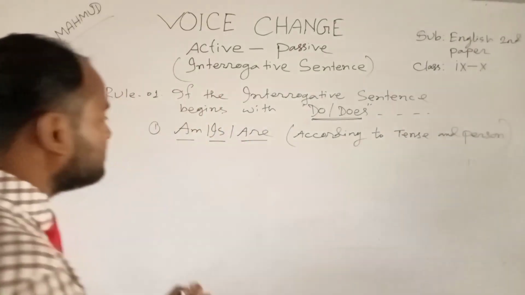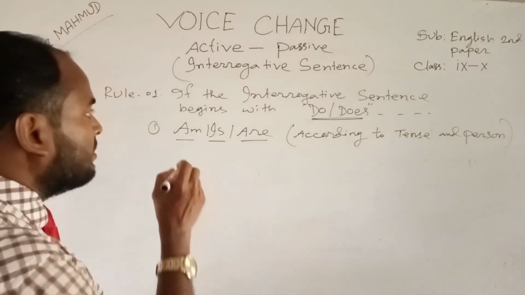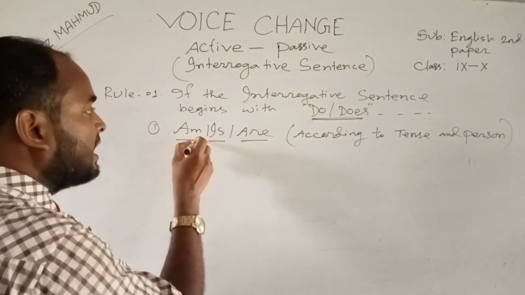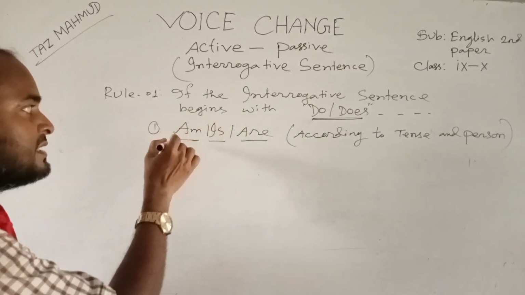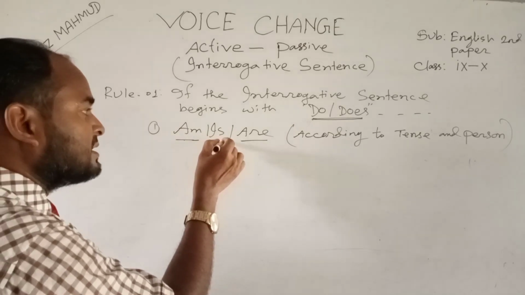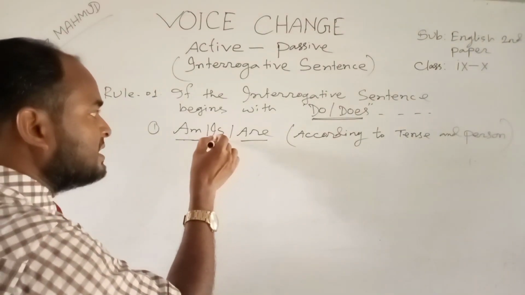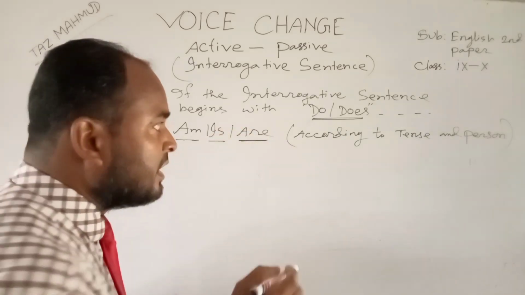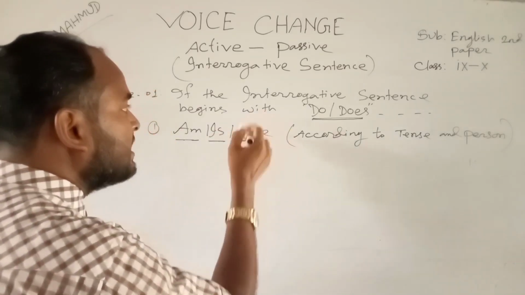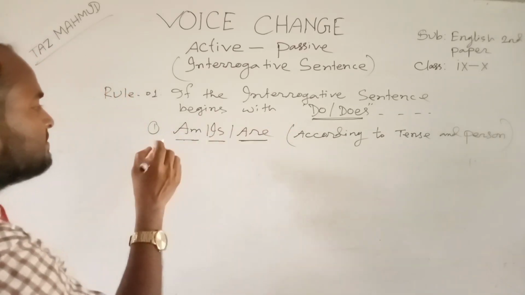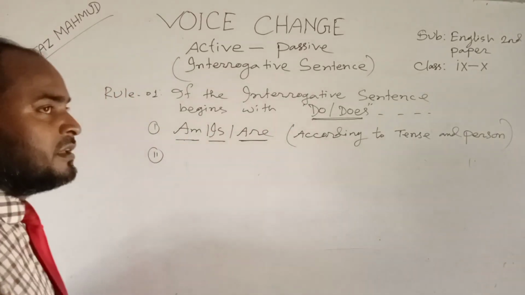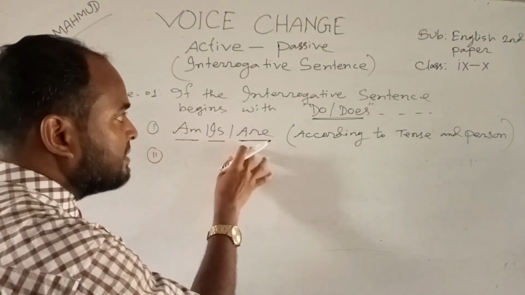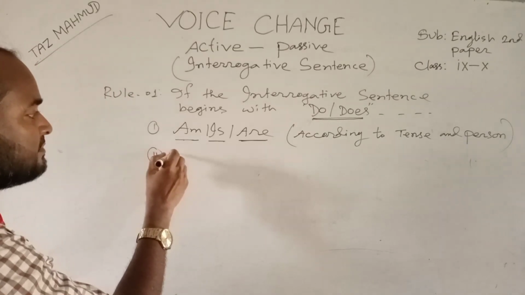My dear learners, if the subject is I, then we shall write am. If the subject is third person singular number, then we shall write is. And in other cases, especially if the subject is plural, then we shall write are. The first thing we shall write is the auxiliary verb am, is, are.